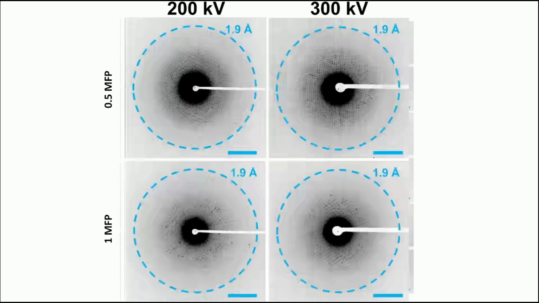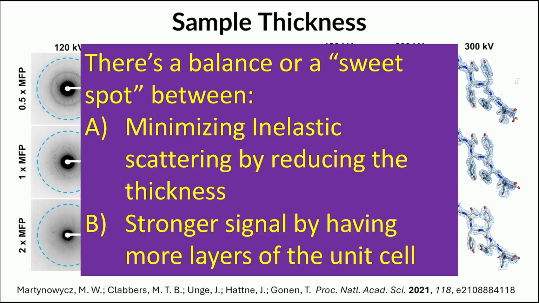And we see that we have more spots when we thin the sample, but we can see there's a lot of background. On the other hand, when it's a little thicker, we can see that we have stronger spots and less background. So there's really a sweet spot, where we have significant layers of the unit cells, but the crystal is thin enough that it's transparent to electrons.